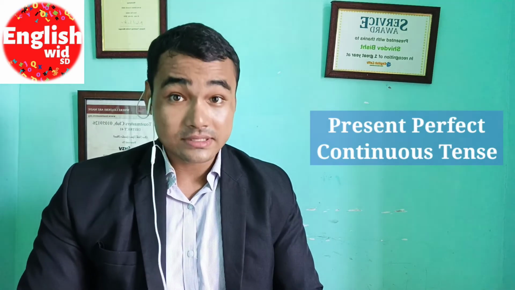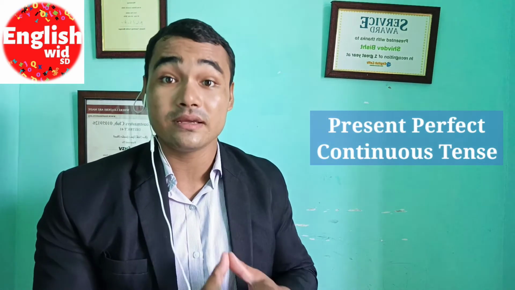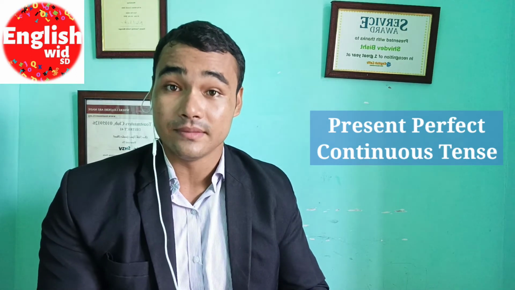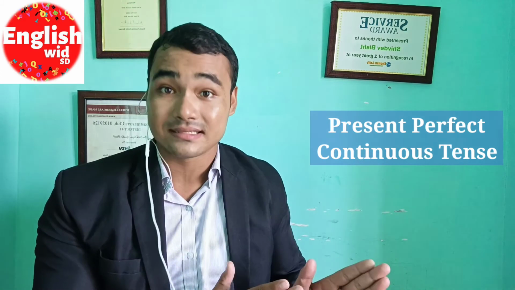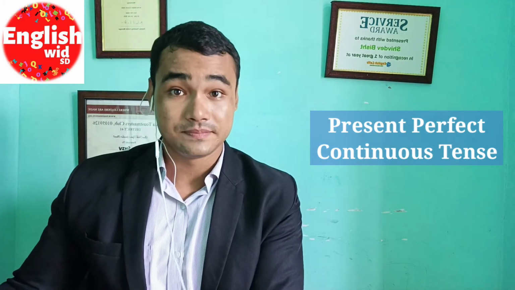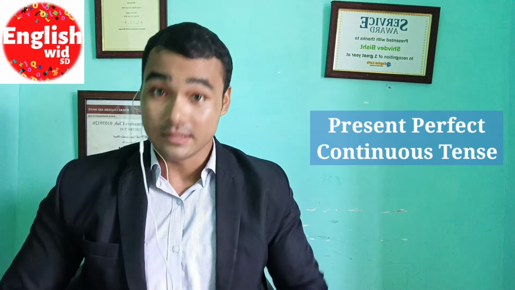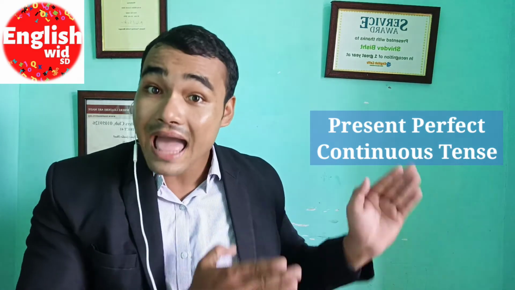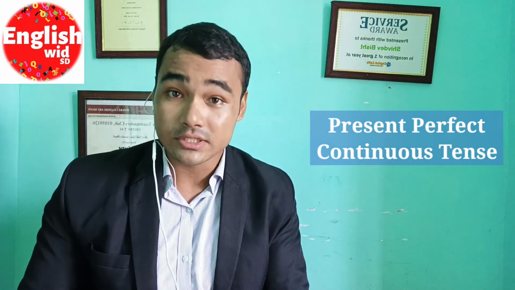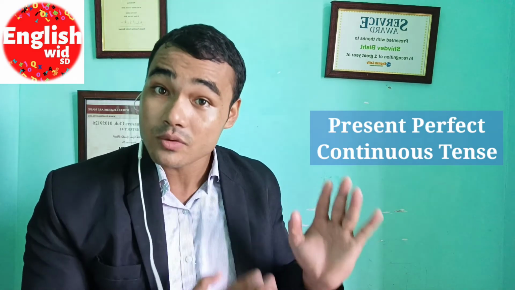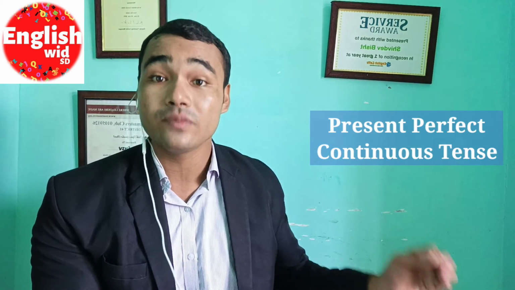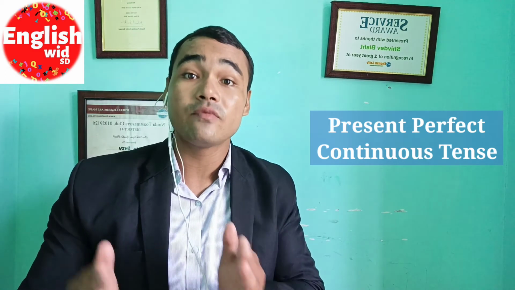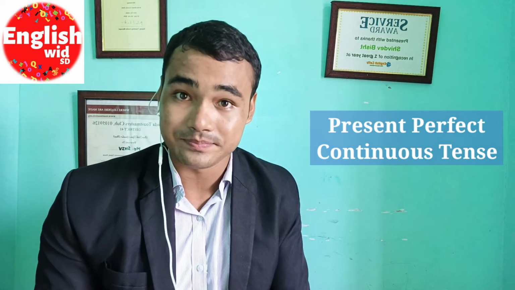Now, let's understand that present perfect continuous tense is used to talk about an action that started in the past and still is going on, right? Like, I have been working for this organization for 3 years. So I started working in the past, 3 years before, and still I am working there. So I have been working for this organization for 3 years.